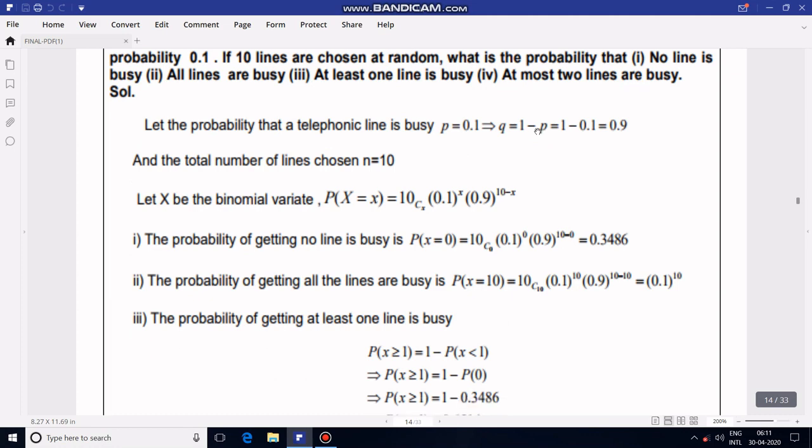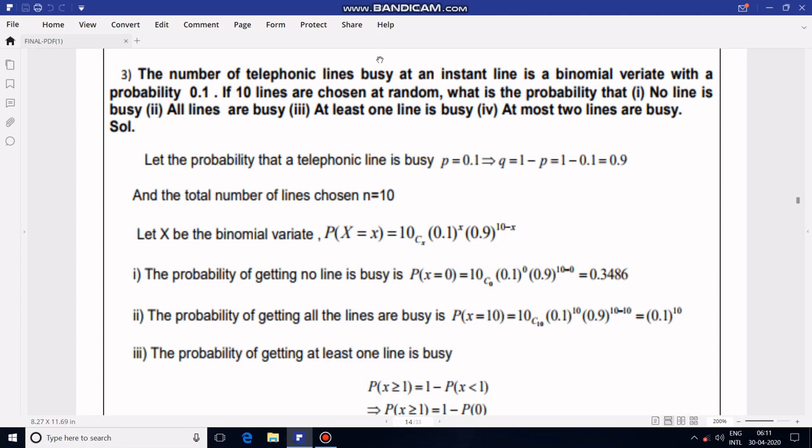First, always define x. Here x denotes the total number of telephone lines busy at an instant of time, because here busy is the outcome. Accordingly, you should assign this outcome to the variable x. Now by the data, the probability that a telephone line is busy at an instant is given by 0.1. That means p is equal to 0.1. Obviously q equals 1 minus p, that is 1 minus 0.1, which is equal to 0.9.